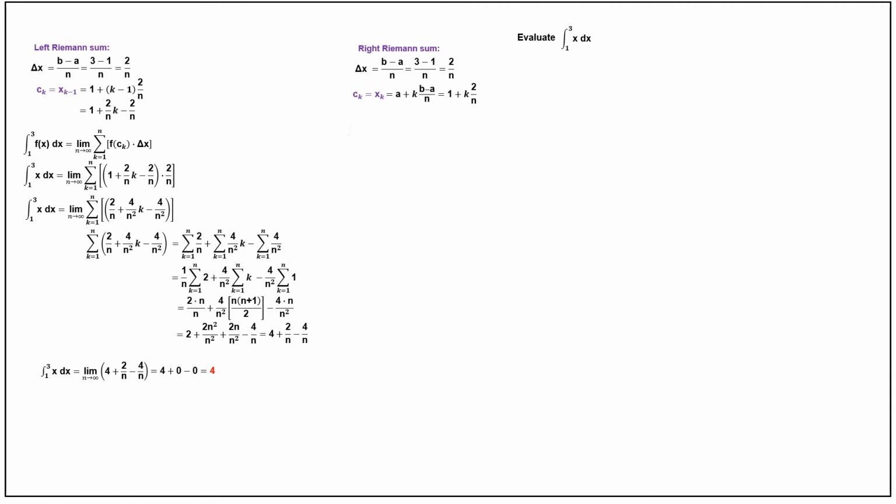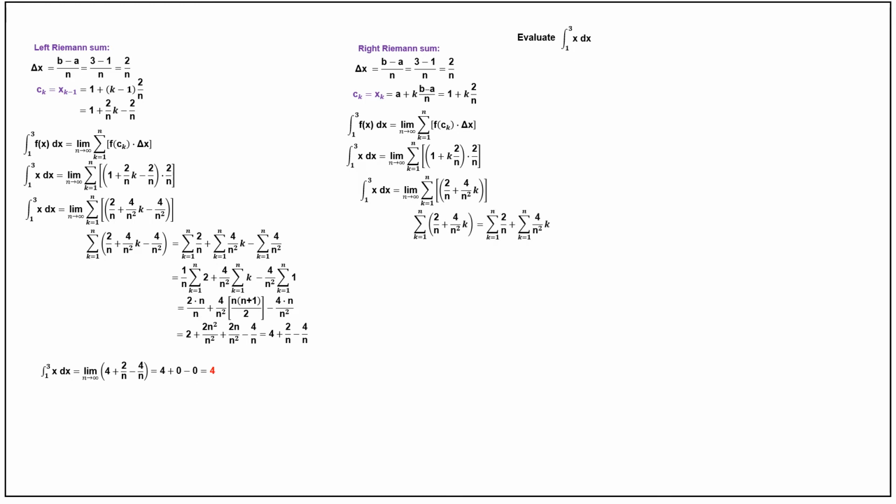We write the definition of definite integral as the limit of the Riemann sum. We replace c sub k with the expression above and delta x with 2 over n. Before calculating the limit, we have to evaluate the summation. After applying the summation formulas and simplifying the n's, we can calculate the limit. Pay attention.